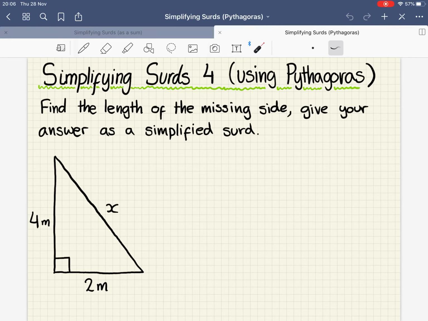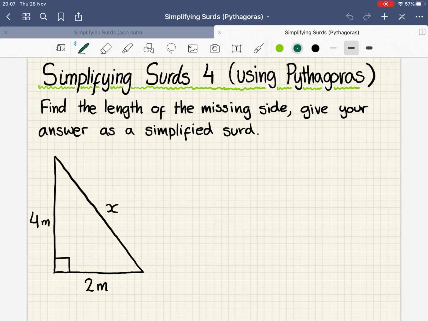Okay, hi guys, so one last simplifying surds. This time we're just putting it in a Pythagoras context. So, we've got a question here, it's asking us to find the length of the missing side, give your answer as a simplified surd. Now the moment I know it's Pythagoras is the fact that we have this right angled triangle and the fact that we haven't got any angle given in either of the other corners and only sides elsewhere. So that's going to help me know it's Pythagoras.